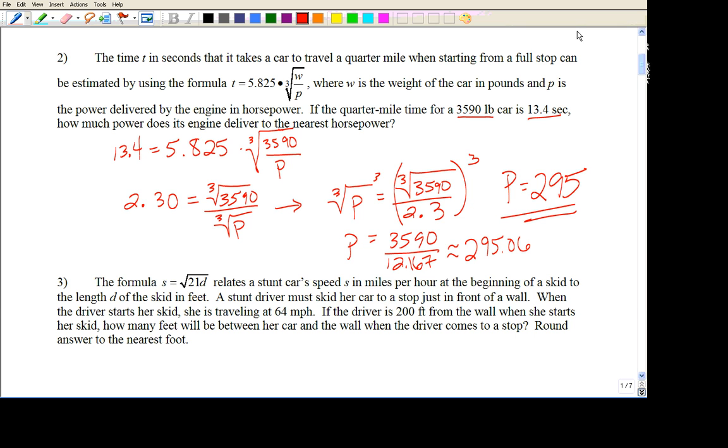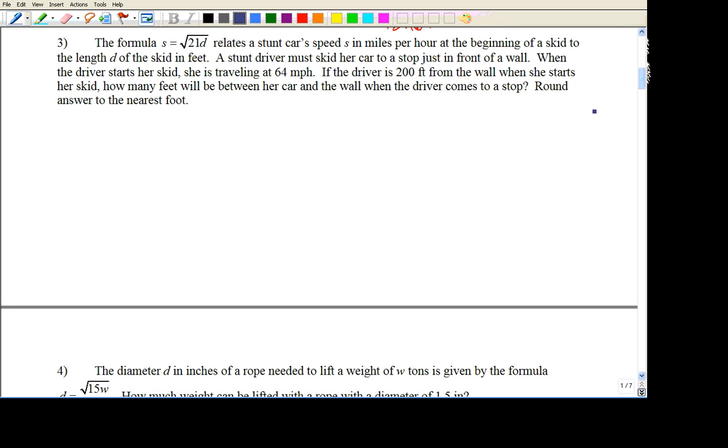Okay, let's look at number 3. The formula S equals the square root of 21 times D relates a stunt car's speed S in miles per hour at the beginning of a skid to the length D of the skid in feet. A stunt driver must skid her car to a stop just in front of a wall. When the driver starts her skid, she's traveling at 64 miles per hour. The driver is 200 feet from the wall when she starts her skid. How many feet will be between her and the wall when the driver comes to a stop? Round answers to the nearest foot.